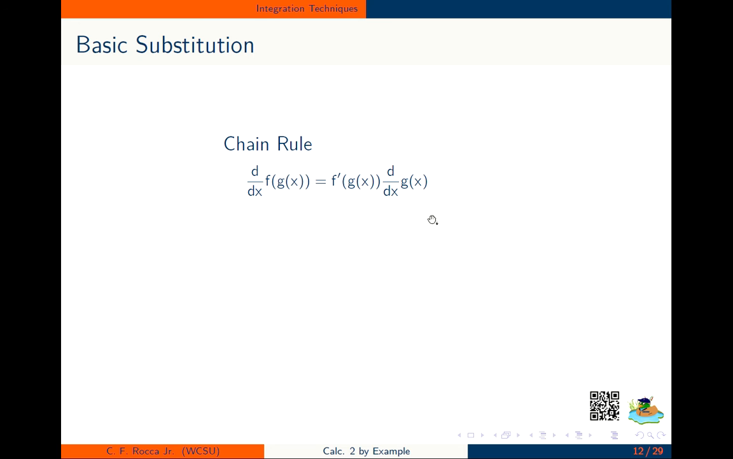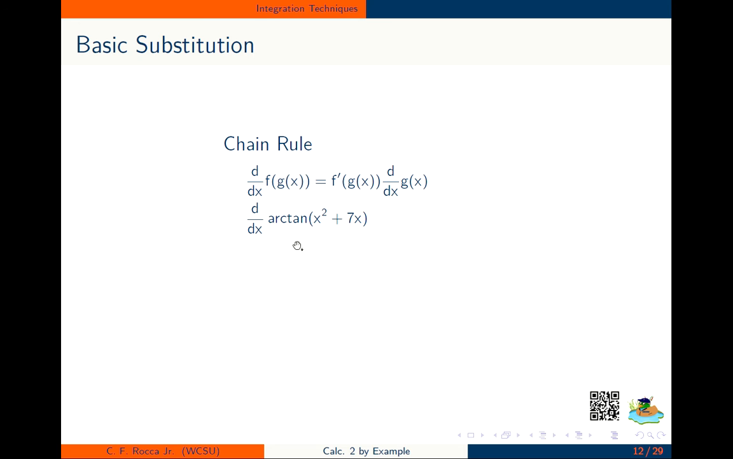So the chain rule says that if you're going to take the derivative of a composition of two functions, if you're taking the derivative of f of g of x, it's f prime of g of x, and this is how quickly the function f is changing with respect to the function g, multiplied by how quickly the function g is changing.